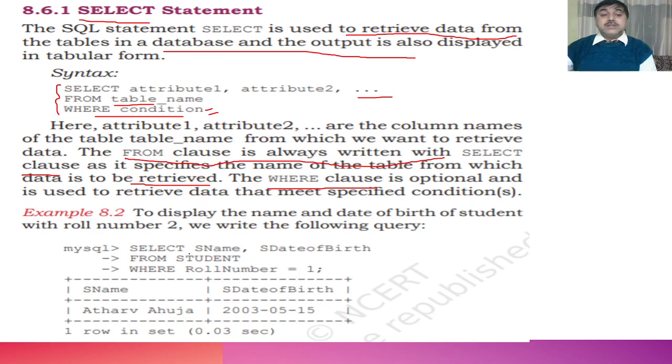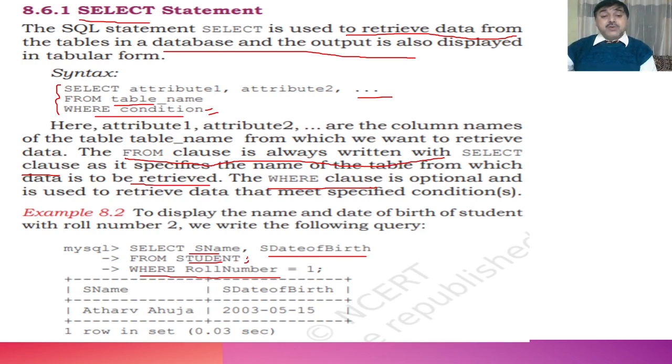Select s name and s date of birth from student. If you put a semicolon here and terminate it, even though the where condition is not given, your data will still be accessed. So all the s names and all the s dates of birth will be shown to you.